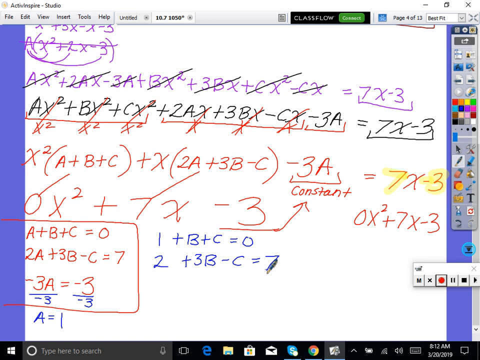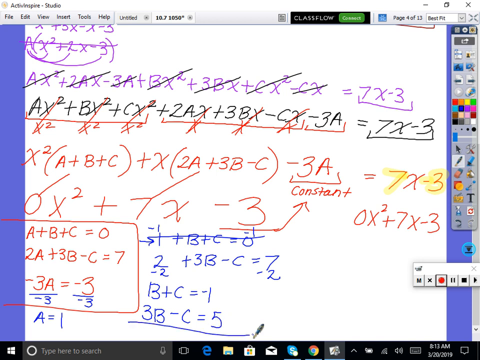So I'm going to subtract 1 on the top. I'm going to rewrite this equation. Subtract 1, subtract 1. So isn't it true that b plus c equals negative 1? Rewritten that one. I'm going to get it to b, c, constant. So I'm going to subtract 2. So now also we know that 3b minus c needs to equal 5.